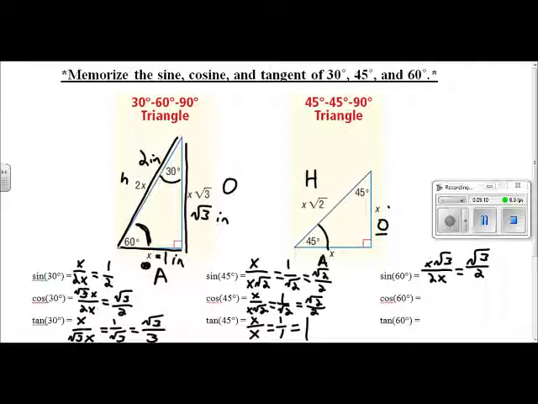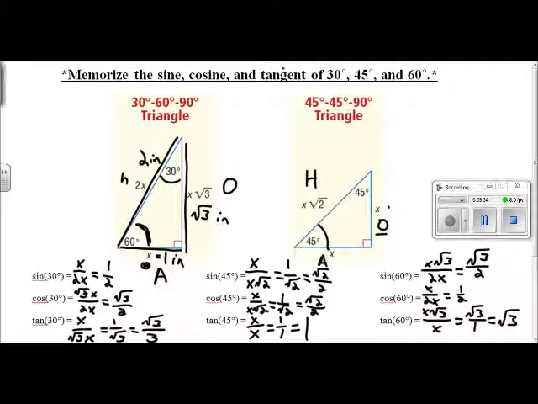Cosine of 60 degrees, again, is the adjacent. So we just say x over hypotenuse, which would reduce to 1/2. And the tangent is going to be the opposite over the adjacent, which would reduce to root 3 over 1, or we could just say square root of 3.